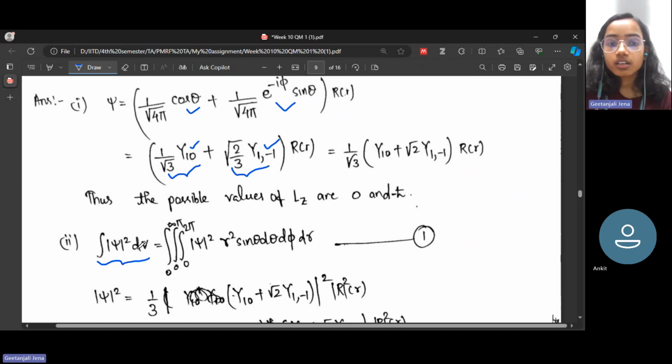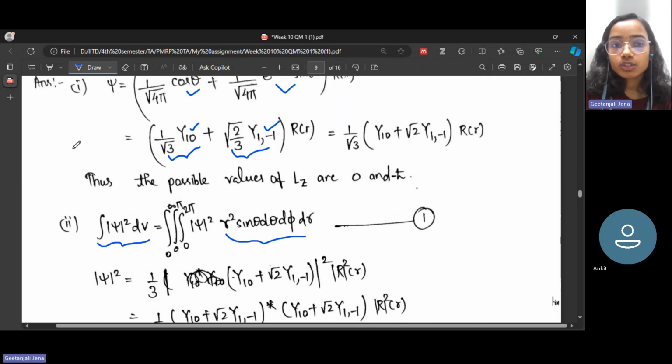So psi square dv, where dv in spherical coordinates is r square sin theta d theta d phi dr, where r runs from 0 to infinity, theta runs from 0 to pi, and phi runs from 0 to 2 pi.